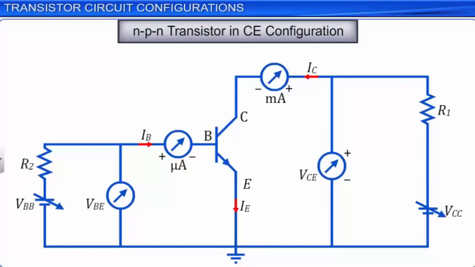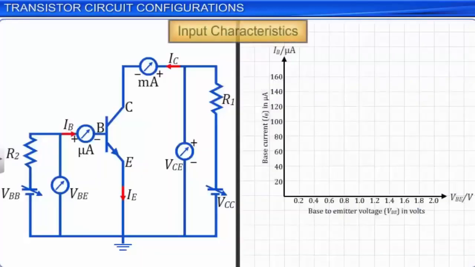The variation of base current, IB, with the base emitter voltage, VBE, is referred to as the input characteristics, and the variation of collector current, IC, with the collector emitter voltage, VCE, is referred to as the output characteristics. The input characteristics of an NPN transistor in the common emitter configuration can be studied by plotting the base current, IB, against the base emitter voltage, VBE, at a constant collector emitter voltage, VCE.